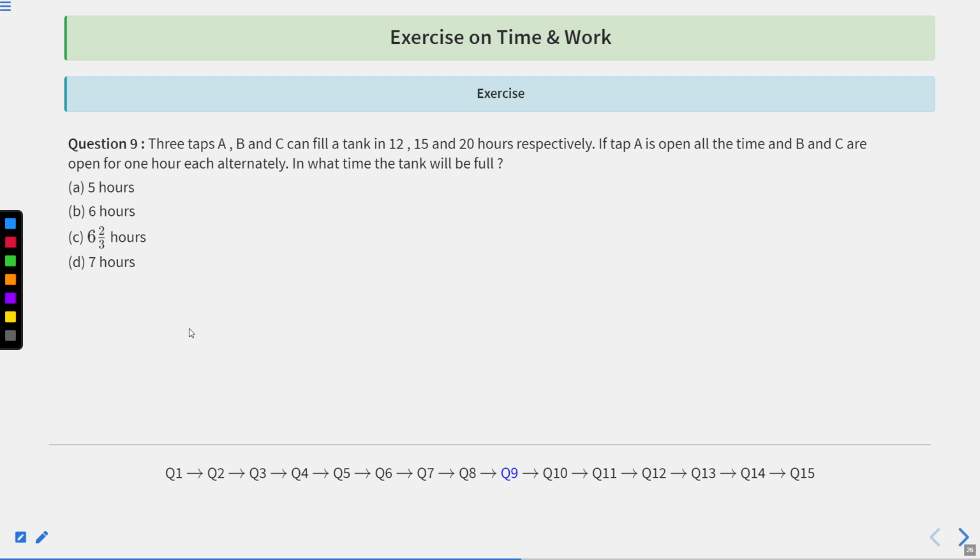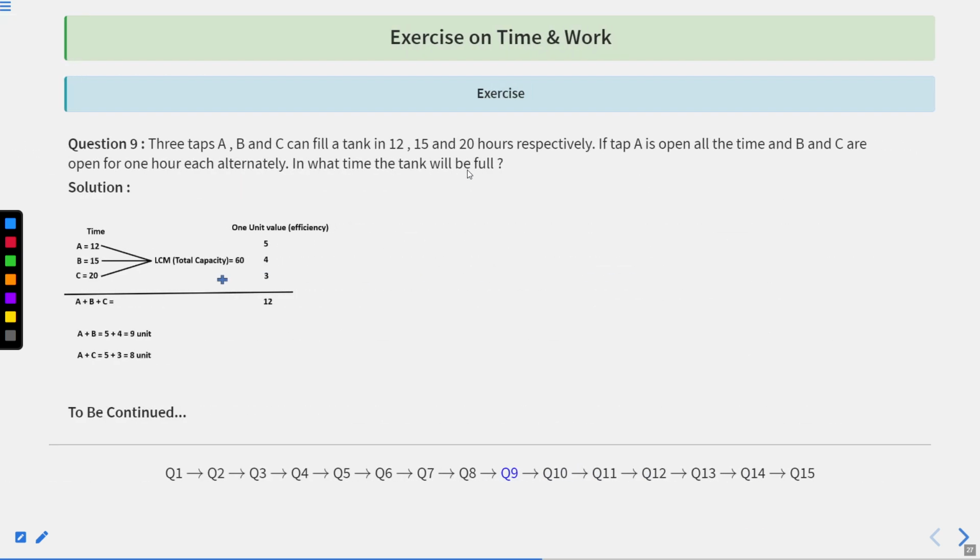Question number 9. 3 taps A, B and C can fill a tank in 12, 15 and 20 hours respectively. If tap A is open all the time and B and C are open for 1 hour each alternatively, in what time the tank will be full? So let us have a look over the solution.